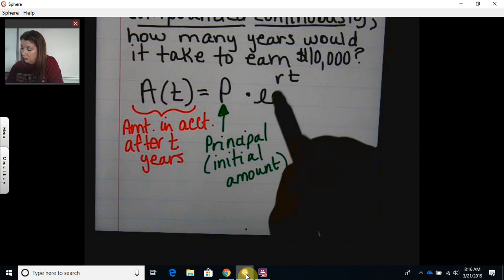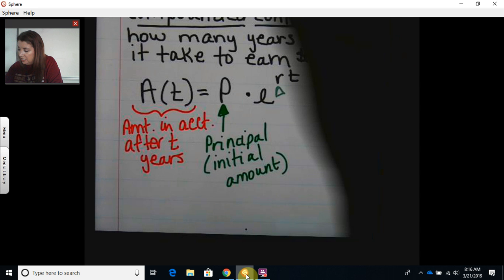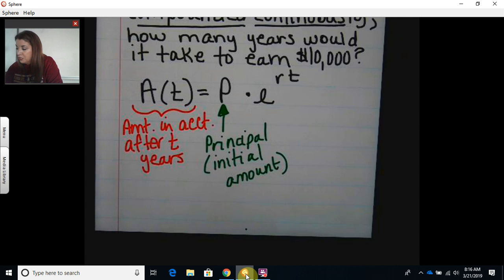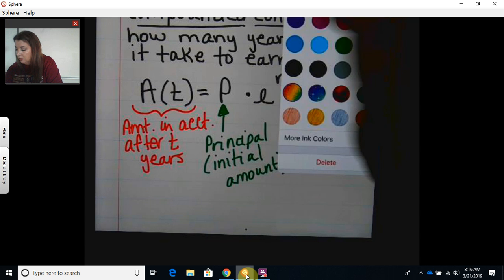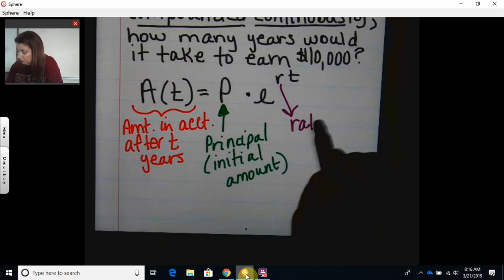Yes, in decimal form. So for 5%, what would we write? 0.05, either or, okay? So R is the rate in decimal form.